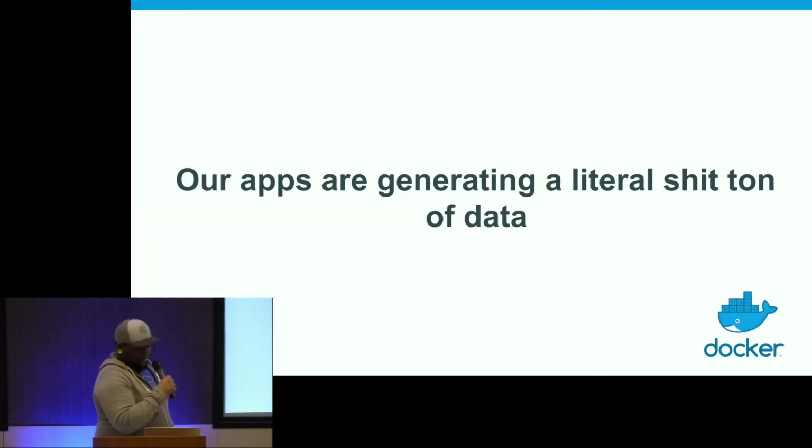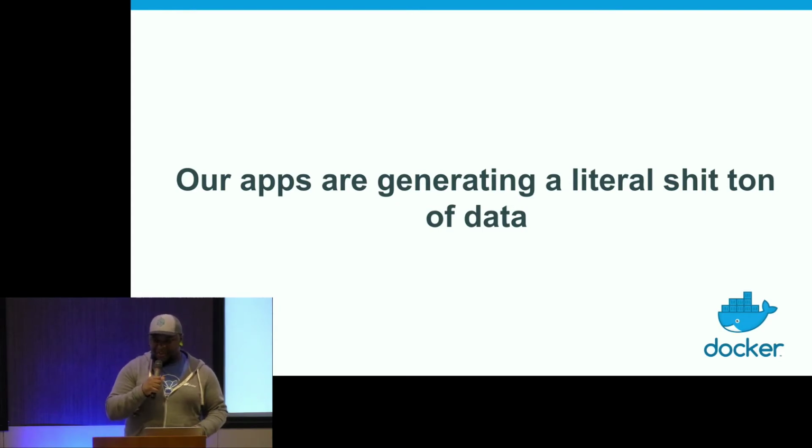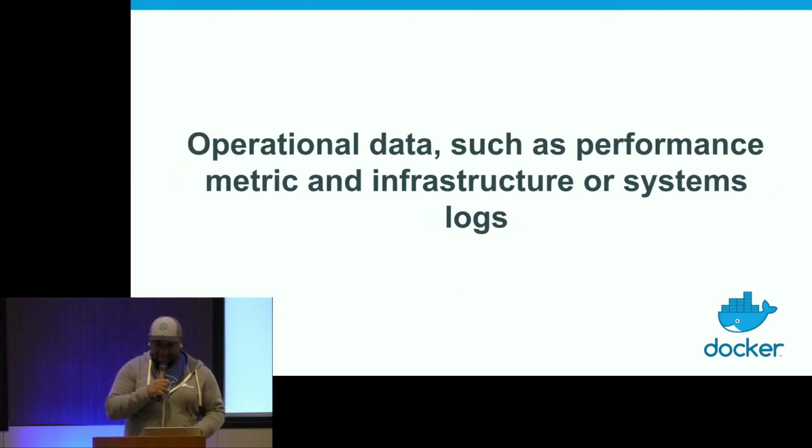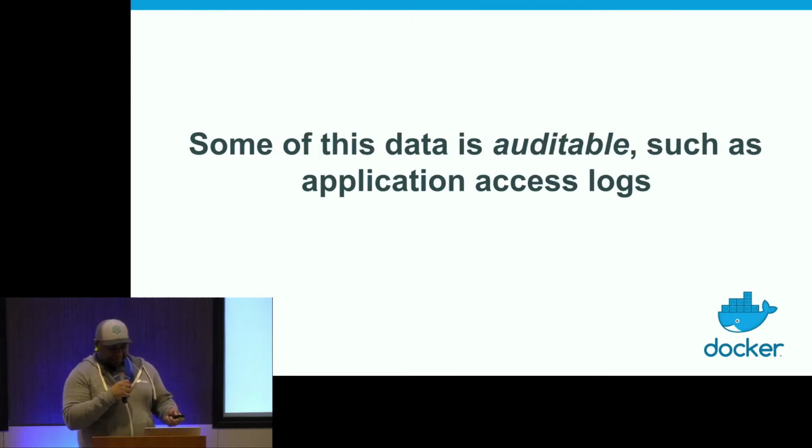So first things first, our apps are generating an actual shit ton of data. And this is generating a lot of really new concerns. Operational data such as performance metrics and infrastructure. A lot of this stuff isn't new. Prometheus is a fairly new thing for a lot of companies here, but it's been out for a while, and time series metrics are definitely not new. So we're going to go a little bit into the different kinds of data applications are generating.